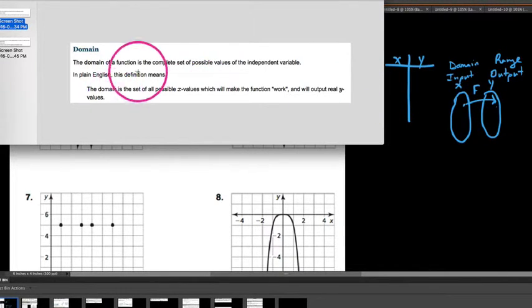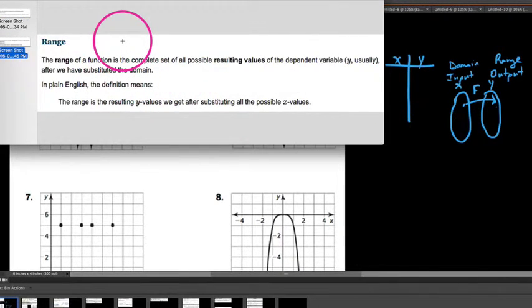Now likewise, we're going to be looking for range, which we can look at the definition of range here. The range of a function is the complete set of all possible resulting values of the dependent variable. So that's our y variable. That's what results after we substitute all the x values into the domain. So it says after we've substituted the domain.